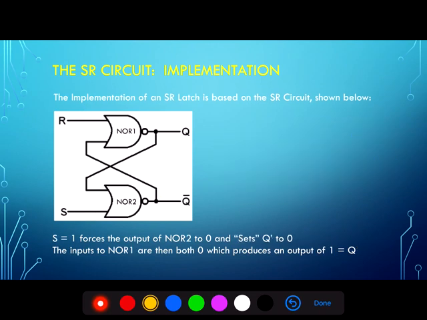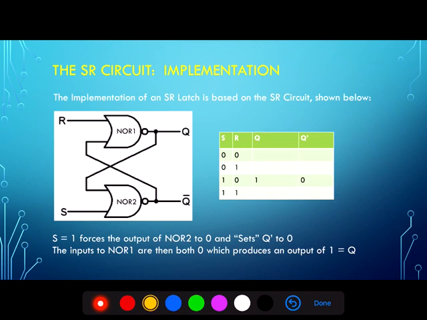Now we can keep going. The next combination we'll look at is when S is equal to 1 and R is equal to 0, which is the set condition. And let's verify that it's actually setting the output to equal to 1.